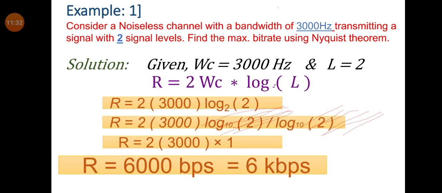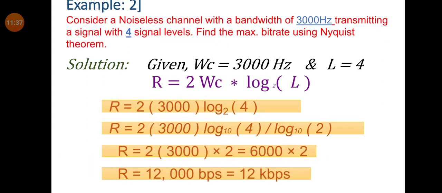Understood? Okay, now let us see one more example so that you can understand it clearly. So example 2. What is the problem here? Consider a noiseless channel. Again, remember, noiseless channel means we have to apply the Nyquist theorem. Whether it is given in the problem or not given, by default, for noiseless, we have to apply the Nyquist theorem. So consider a noiseless channel with a bandwidth of 3000 Hz, same bandwidth, transmitting a signal with 4 signal levels. Find the maximum bit rate using the Nyquist theorem.